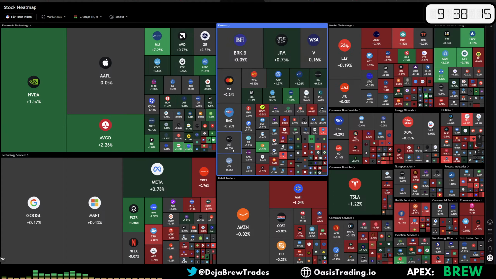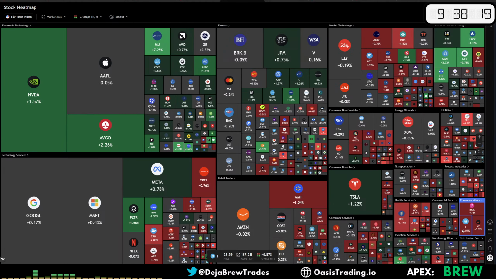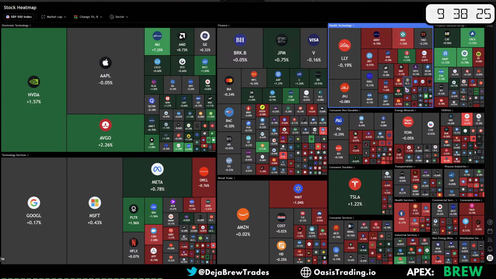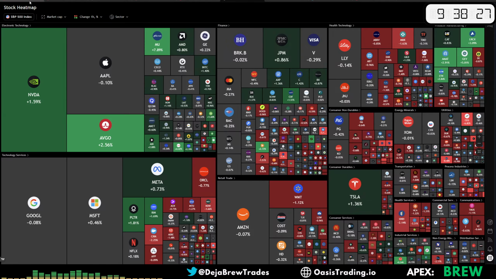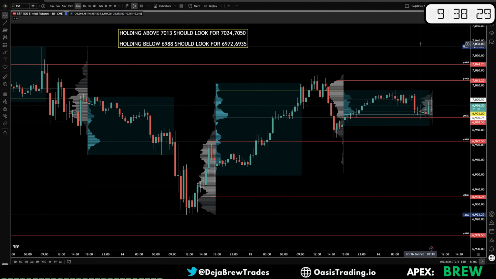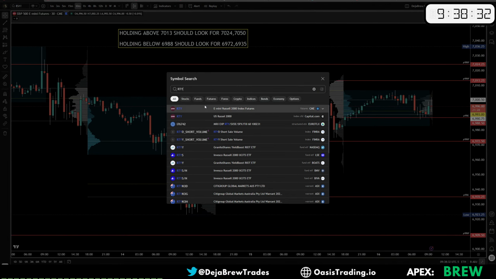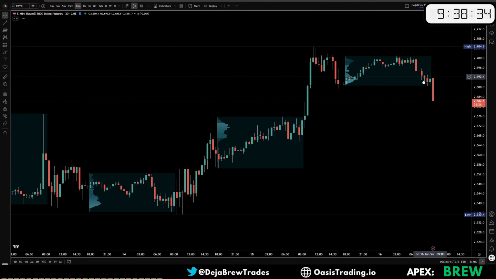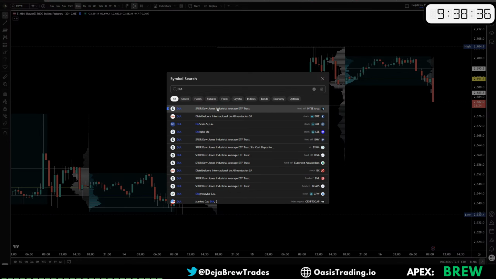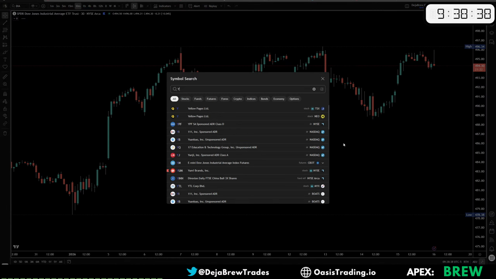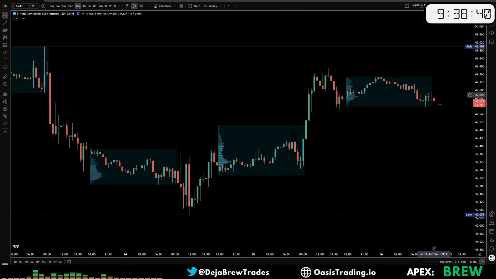AVGO doing well. Pretty much the whole market, though, at least the big side of the market, is doing well. The smaller sectors are a little red. The market moving stocks are doing all right today. Russell's a little weak. And Dow's a little weak.